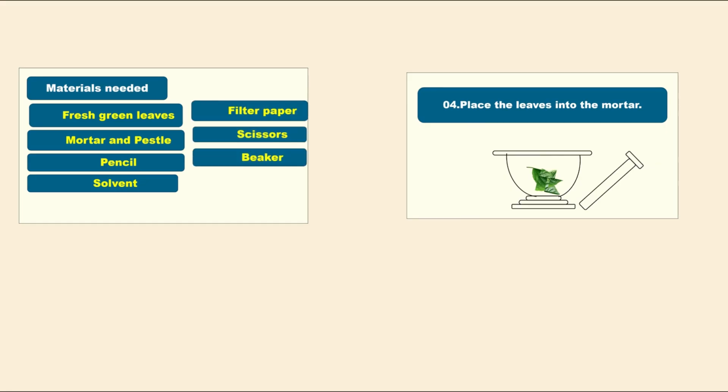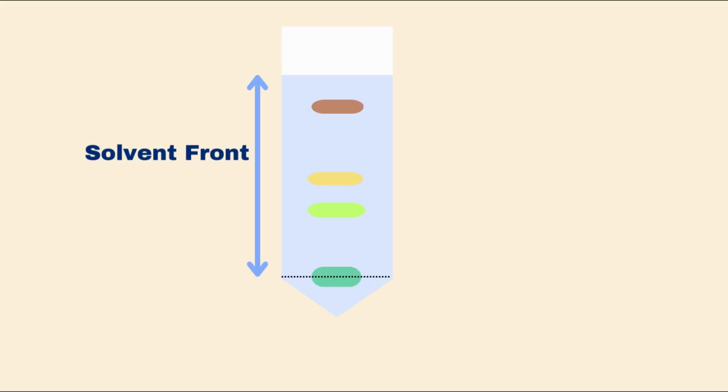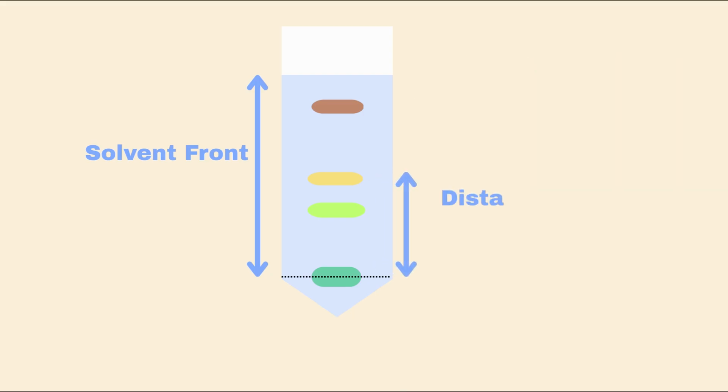Now, in this session, look at this picture. This is after a paper chromatography has been done. From chromatography, we take readings. First, the distance moved by the solvent front, then the distance traveled by each pigment. In this picture, you can see pigment 1 and pigment 2. So these are the readings we take from the paper.